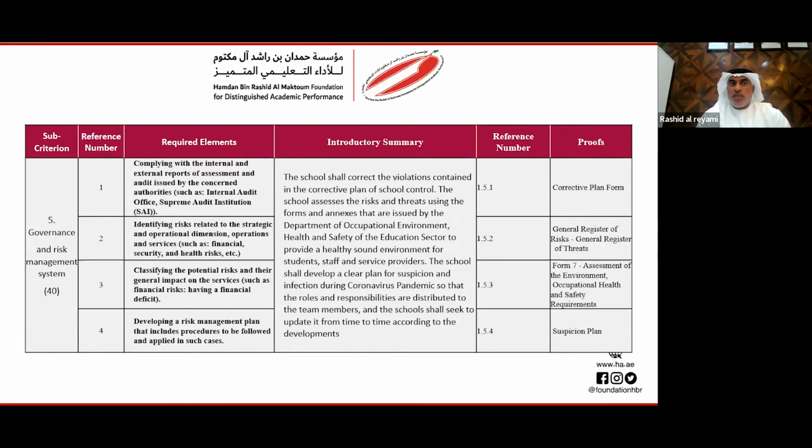Before all of that, I want to go over the numbers with you. Why did we put number 5 on the sub-criteria? Or on the reference, why did we put 1.5.1? Can anyone answer me, please? The reference number is very important to organize your paper. Why did we put 1.5.1?